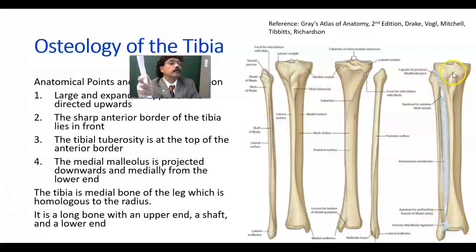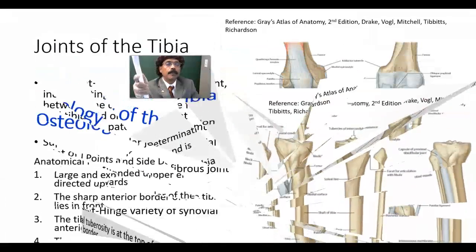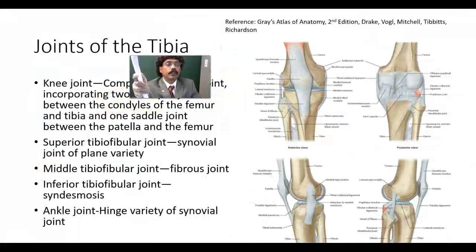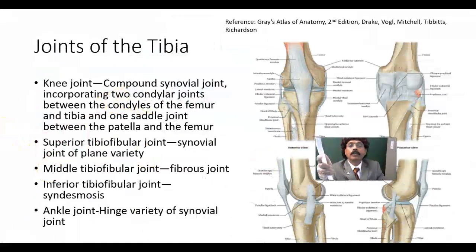The tibia makes the superior tibiofibular joint, which is a plane type synovial joint. The tibia and fibula are connected by the interosseous membrane forming a fibrous joint. The inferior tibiofibular joint is a syndesmosis. There is also one type of synovial joint. Okay, we got that.